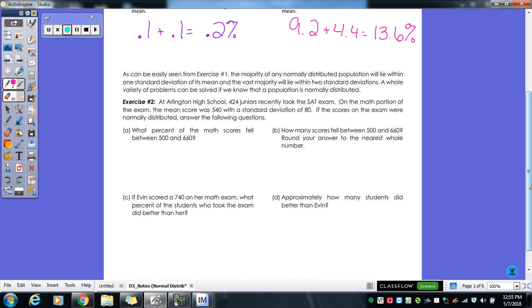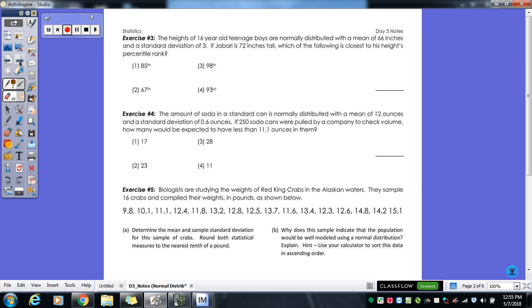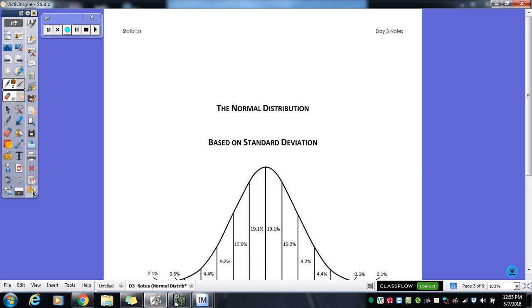At Arlington High School, 424 juniors just took the SAT exam. On the math portion of the exam, the mean score was 540, and there was a standard deviation of 80. 540, isn't that terrible? So if the scores on the exam were normally distributed, let's answer the following questions. They want to know what percent of the scores fell between a 500 and a 660. So we have to use our bell curve because they told us it was normally distributed. If you have a pencil, I highly recommend writing in pencil.